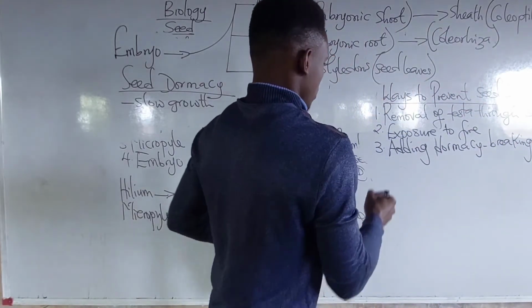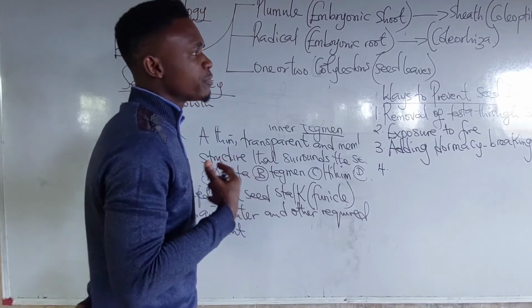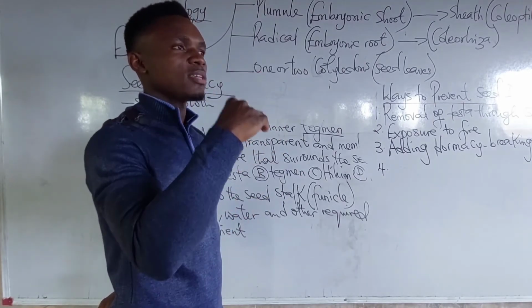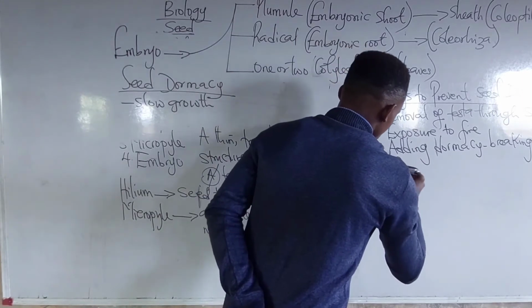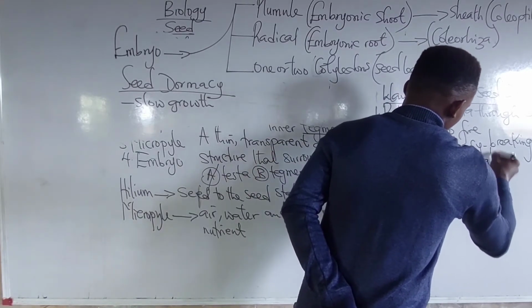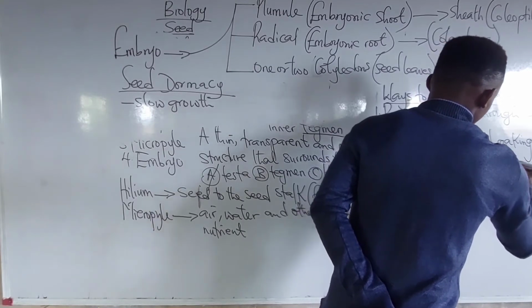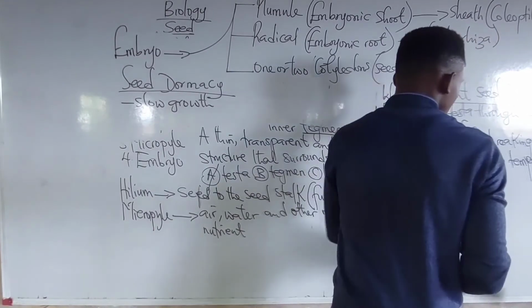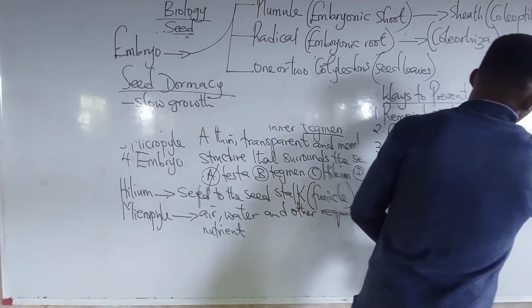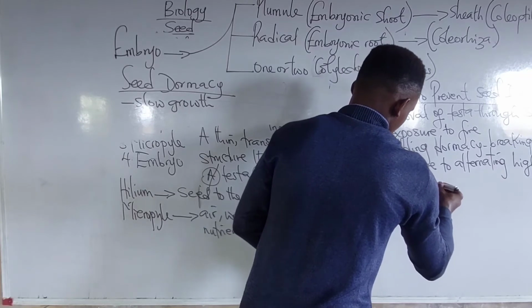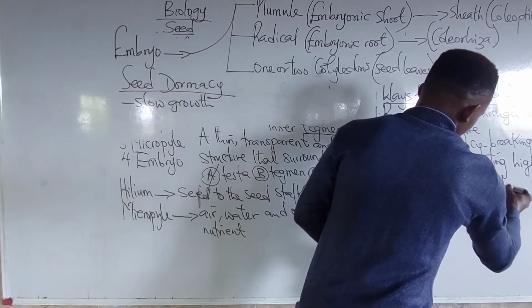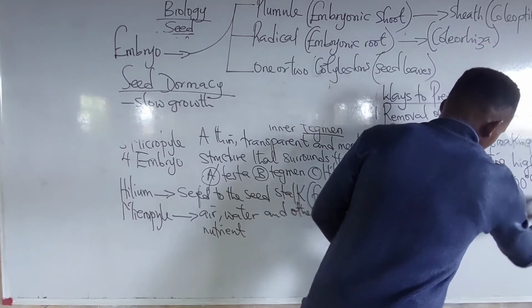Number four. Another way to prevent seed dormancy is exposure to variable temperature, alternating temperature, low or high temperature. That is exposure to alternating high and low temperature. Temperature is between 77 degrees Celsius and 100 degrees Celsius. So please take note of that.